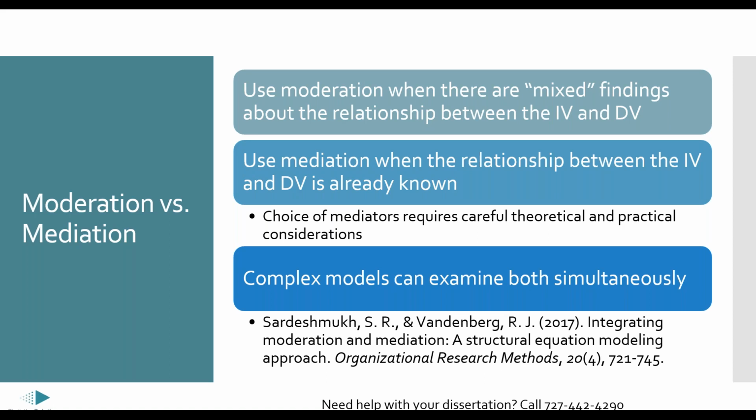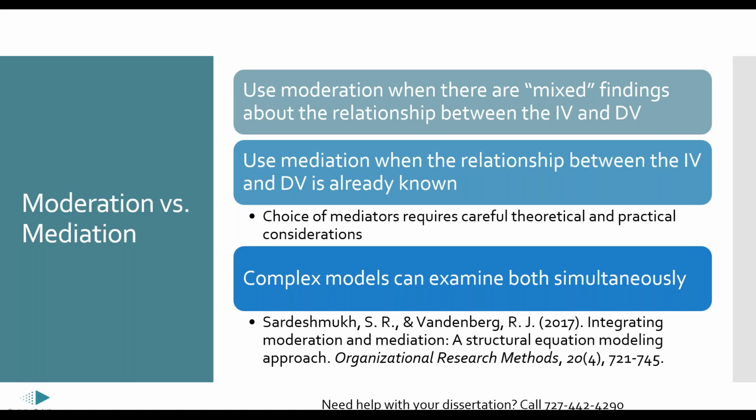In general, it's appropriate to use moderation when there are mixed or inconsistent findings about the relationship between the independent and dependent variable. To explain this a little bit more, if you're looking in the literature and the findings about the relationship are really inconsistent, like some studies find that there is a relationship, other studies find that there's not a relationship, that might be a good cause to look at moderation.